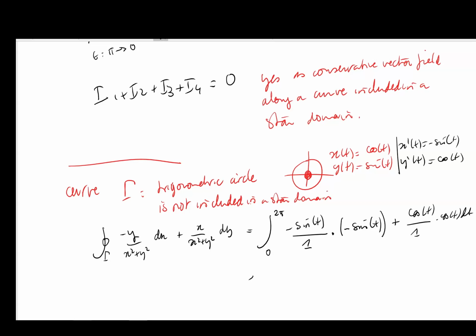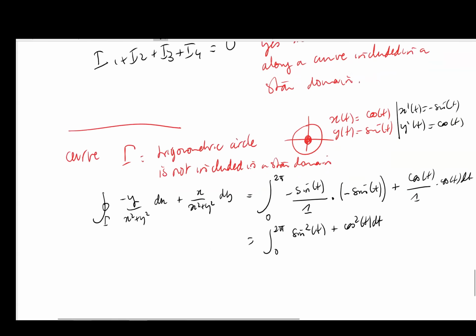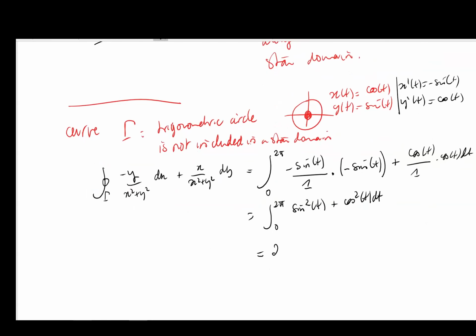What do we get here? Plus sine squared, so the integral between 0 and 2 pi of sine squared of t plus cos squared of t, which is 1, of course. So I integrate 1 from 0 to 2 pi, that's equal to 2 pi. Okay, why is that shocking? Because it's different from 0.